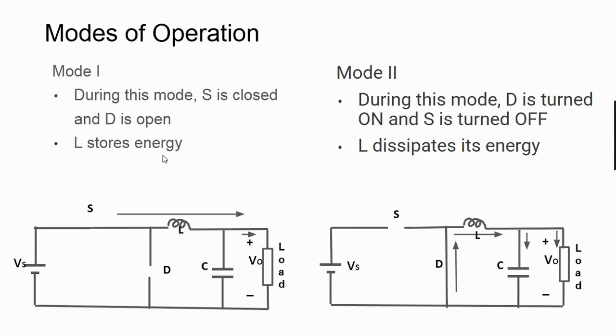The two modes of operation are given here. In mode 1, the switch is in the on condition and D is in the off condition. During this mode, the inductor stores energy. In mode 2, the switch is opened, turned off, and D is turned on. The inductor, which stored energy during mode 1, is going to dissipate its energy.